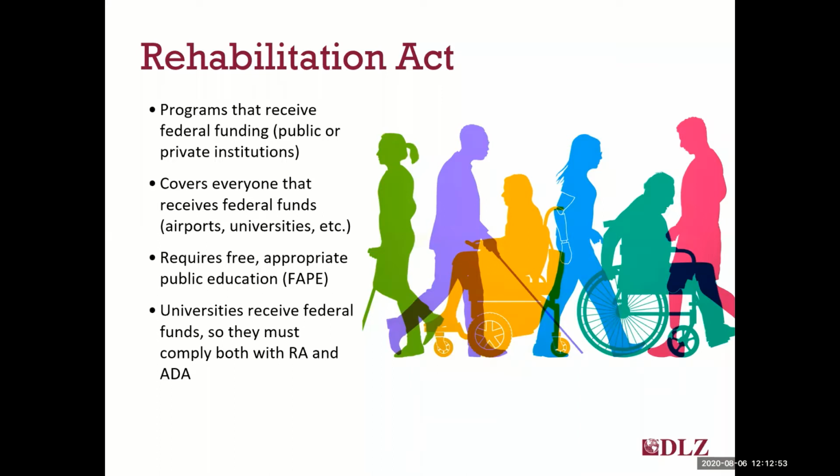Section 504 also requires public schools provide a free, appropriate public education, or FAPE, for disabled students, similar to the next statute we will review. Since state-sponsored universities receive federal funds and are also considered a public entity, they must comply both with Section 504 and the ADA, and there's a lot of overlap between all 3 of these.